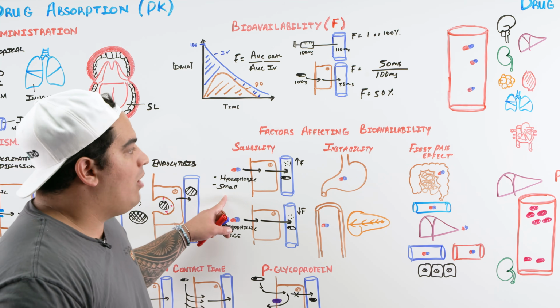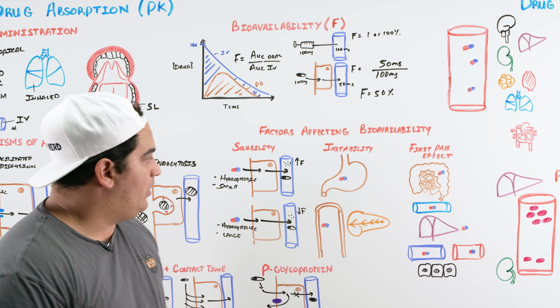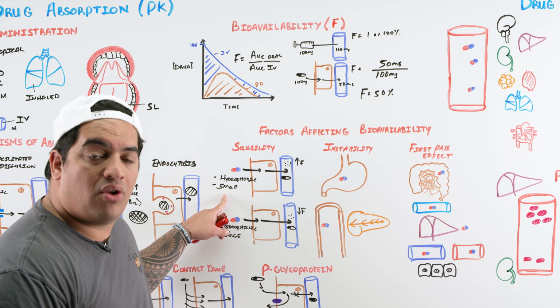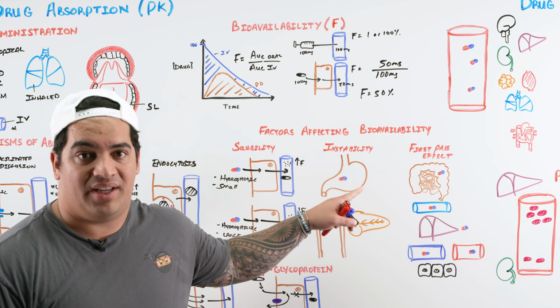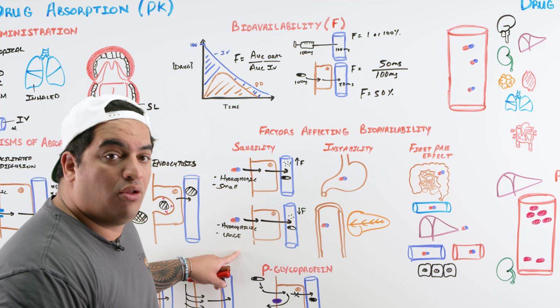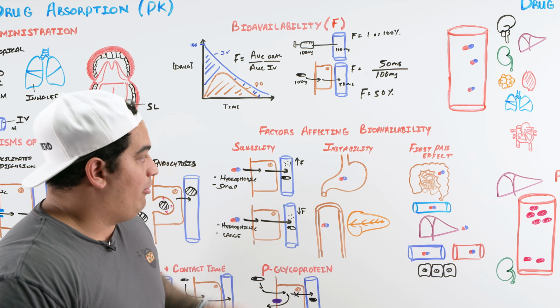So obviously that's one particular factor that affects how much of that drug reaches the systemic circulation, which is solubility. The more lipid soluble it is, the smaller the molecule is, the easier it is for it to pass across membranes and get into the blood. The more hydrophilic and larger it is, the more difficult it is for it to move across the cell membrane and then again get into the blood.